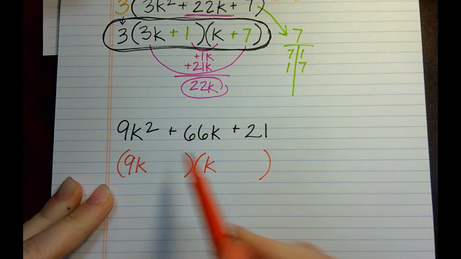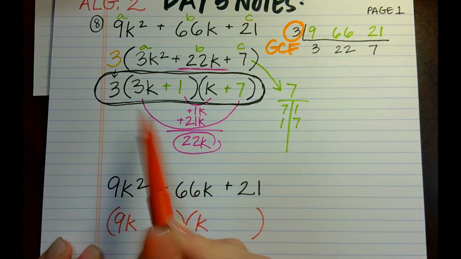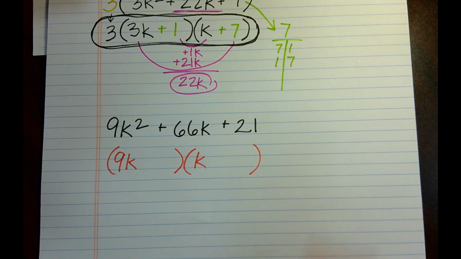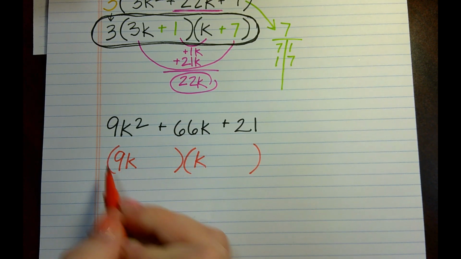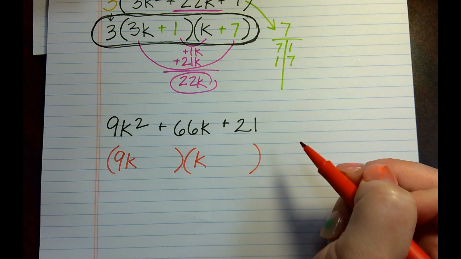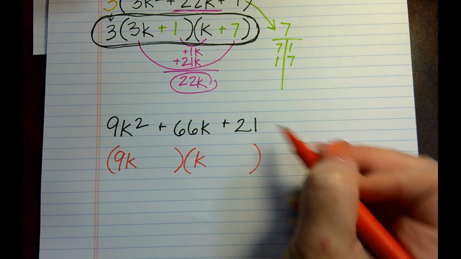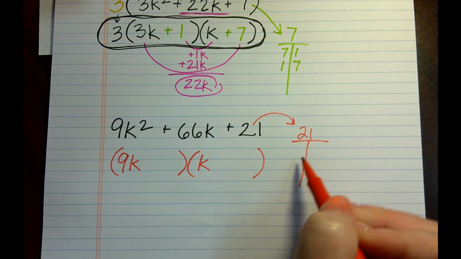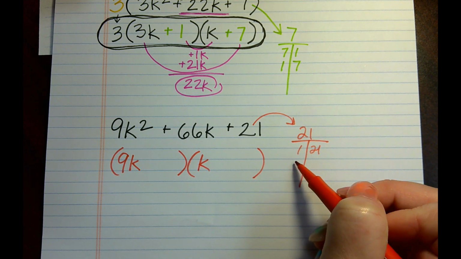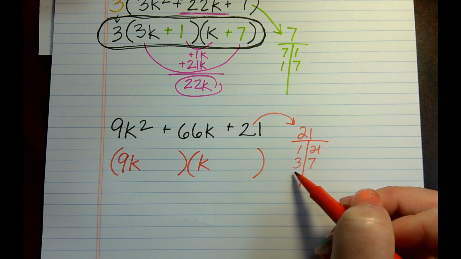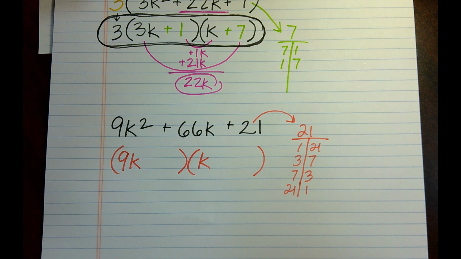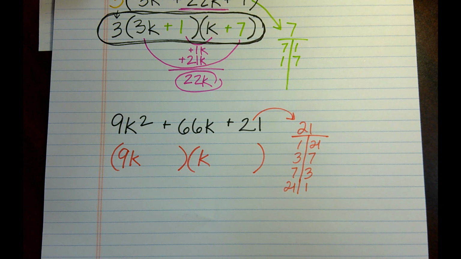It will be factors, but it won't be as reduced as we can possibly get it. We're going to get bigger numbers in our parentheses versus we have a 3 and a 7. So let's see what would happen here. So I have my 9K and my K. What would I do next? Factors of C. Factors of 21 are 1 and 21, 3 and 7, 7 and 3, 21 and 1. So we could go through and try these.